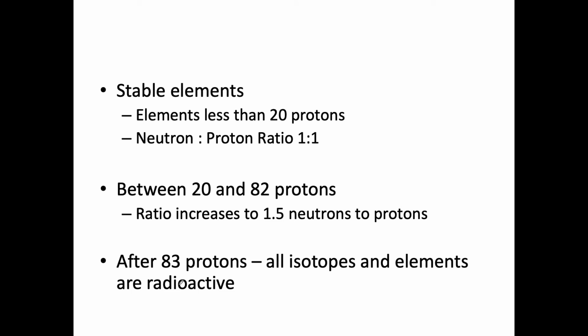Most elements with less than 20 protons have a stability ratio, a neutron-proton ratio, of 1:1. If you get between 20 and 82 protons, the ratio increases to 1.5 neutrons to protons. So neutrons here, protons here, you're going to get this curve that goes like this. After 83, all the elements are radioactive. We haven't found anything stable yet.